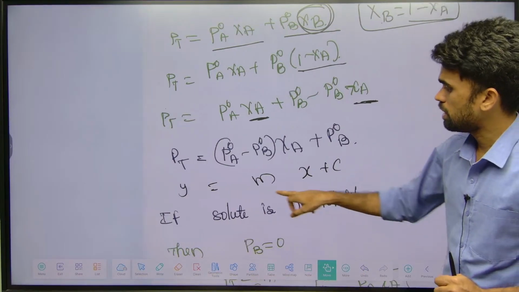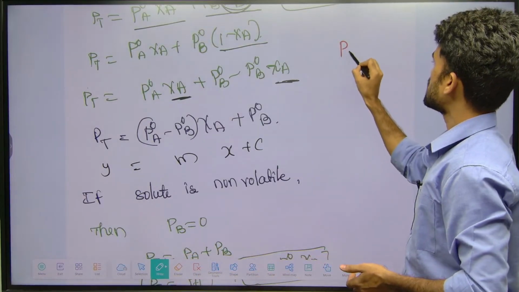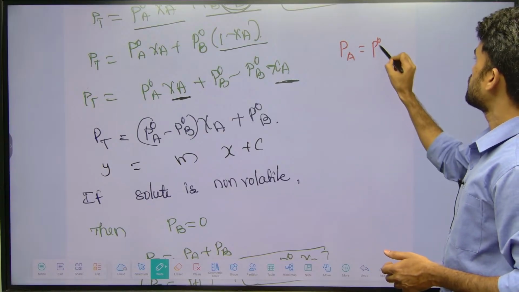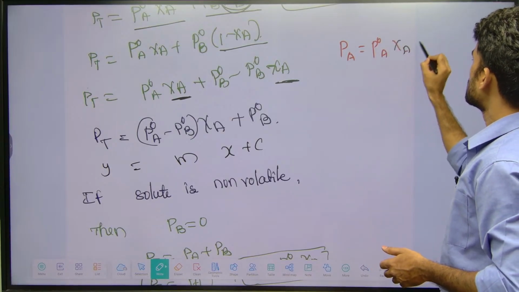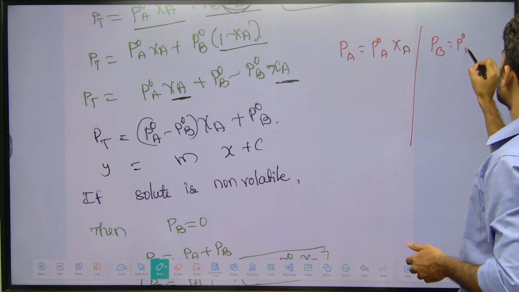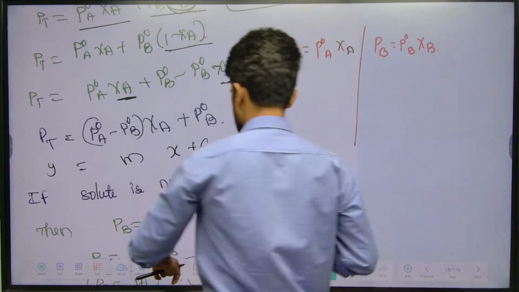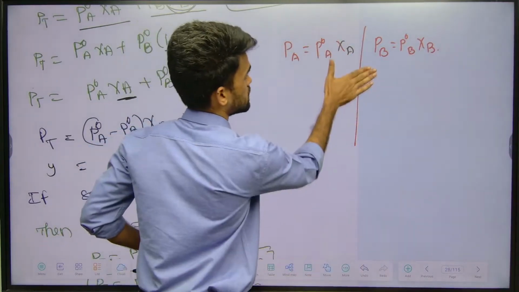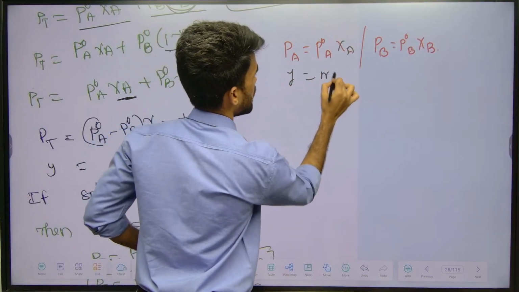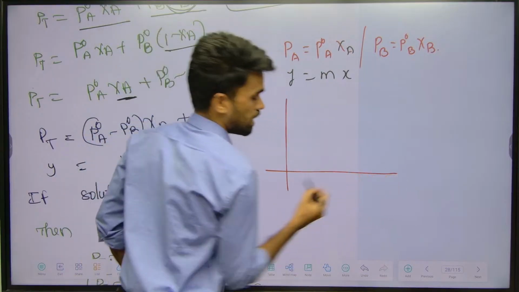Okay. So again, look at this. What is PA means? What you will write? P naught A chi A. Similarly, PB means? Like this you are writing now. So let us see one graph from these two lines itself. See how it is? Y equals mx type of graph we will get or not? Okay. Like this I am writing.